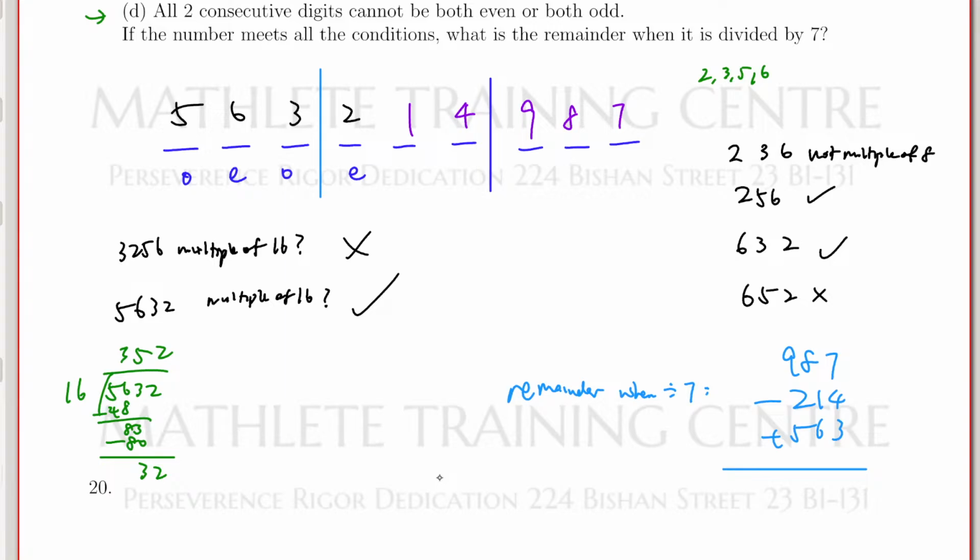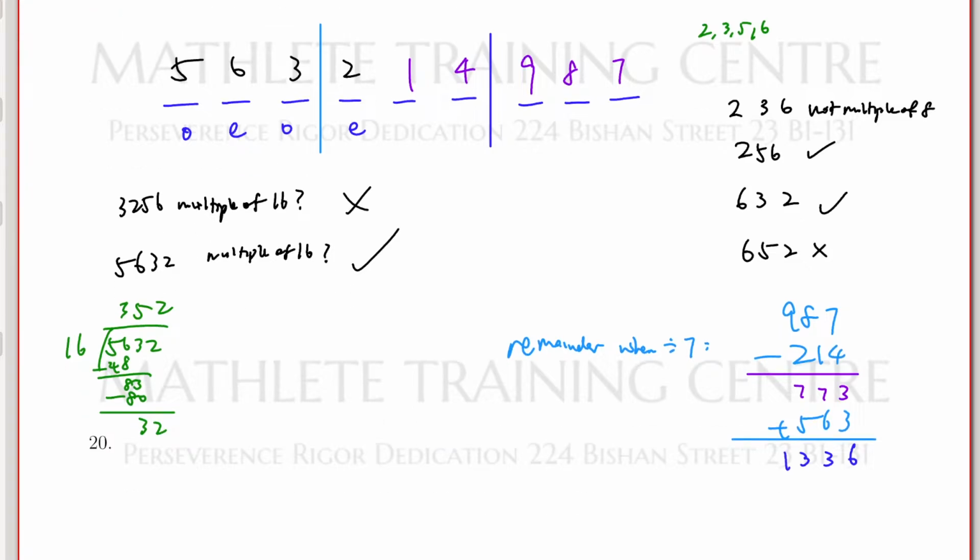So here, 987 minus 214, let's do a working in the middle before I add 563. Let's do something here first. This is going to be 773, right? 773 plus 563. Again, let's go and calculate out this thing here. This is 6, this is 3, this is 1, 3. Okay, 1, 3, 3, 6.